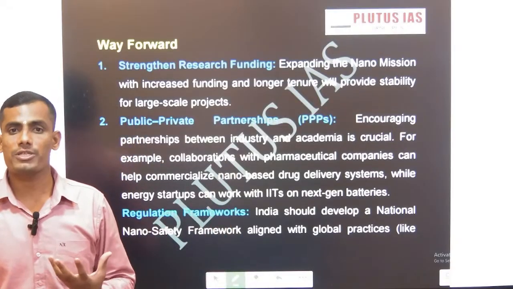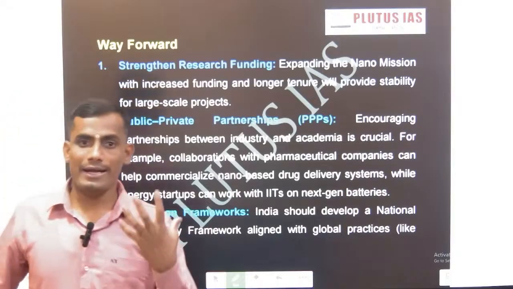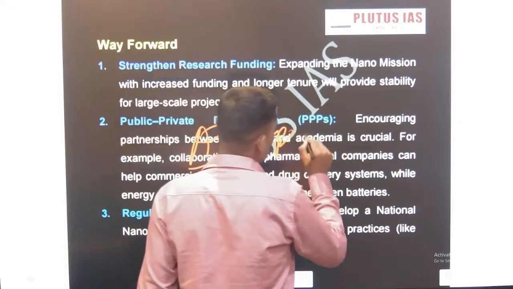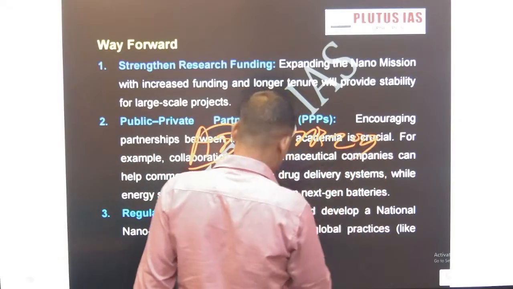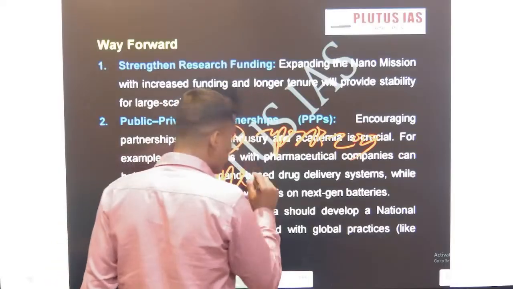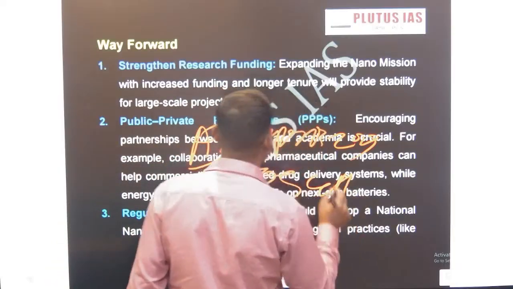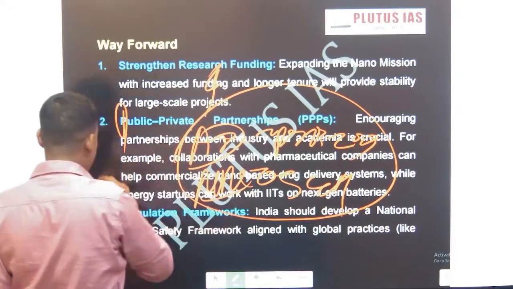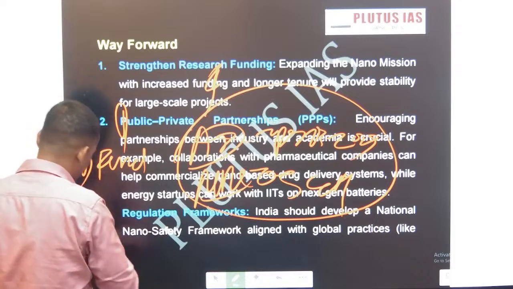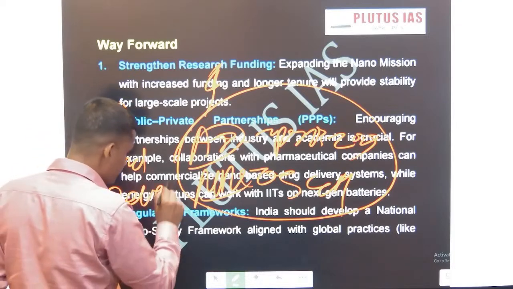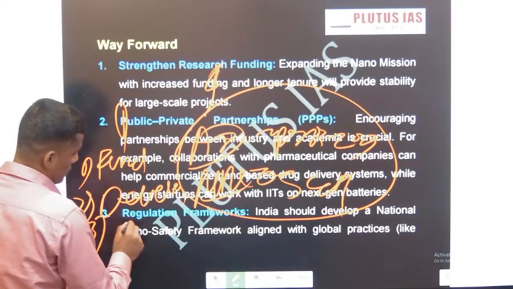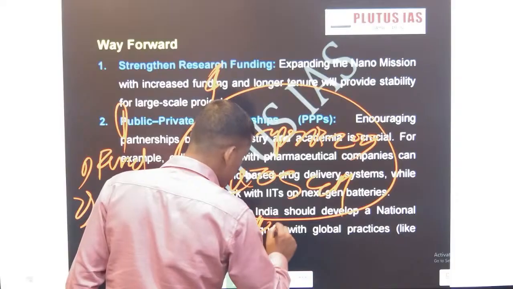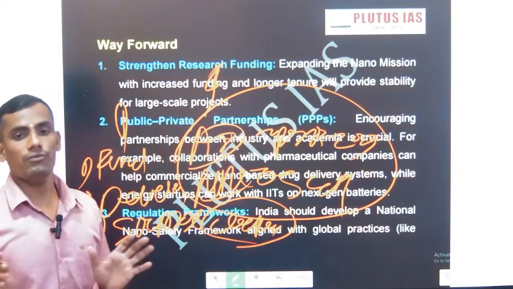The next one, global level cooperation. There should be a safety mechanism like the AI summit in Paris in 2025. Similarly, we can have a nanotechnology summit, and it should be in India. This is the global, international level. In India, India can provide the funds, India can develop the infrastructure, and India can support the talent pool. So all these are the way forward.